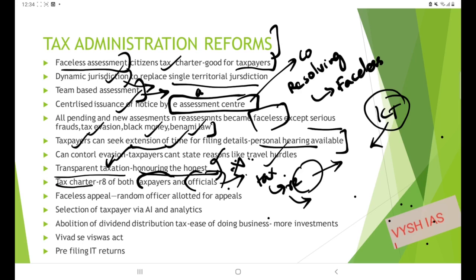Then for faceless appeal, a random officer is allotted. So there is no issue of nepotism also, and the help of artificial intelligence is being taken also. Then another tax reform which has come so far is Vivad Se Vishwas Act, then abolition of dividend distribution tax, which is a good step in increasing the rank of ease of doing business in India, and that will enable more investment flowing into India, which will ultimately help in development of our country.